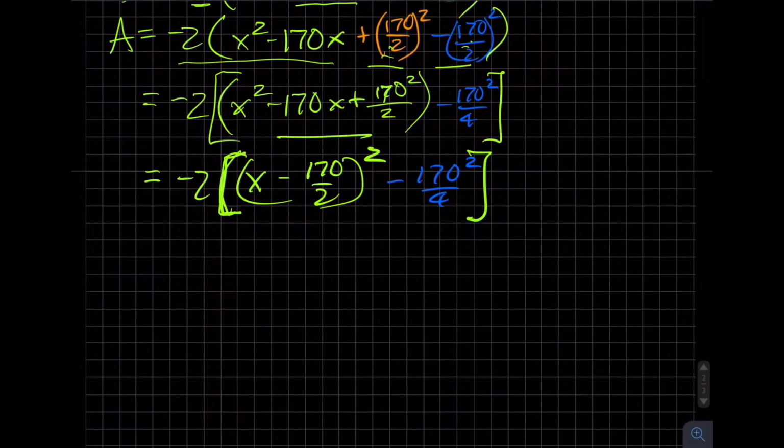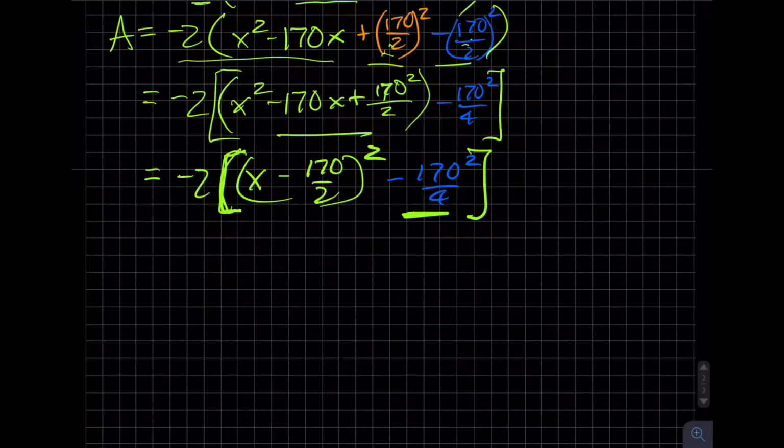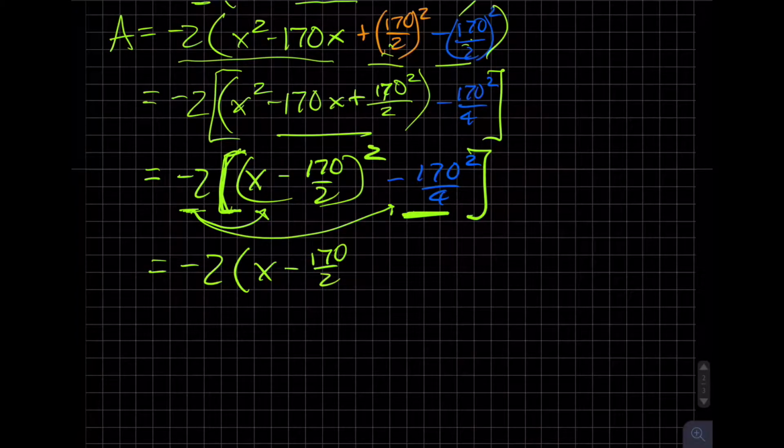Okay? Now, I'm going to extract that from inside the square brackets, which means I have to distribute this. I guess that's an easier way to think of it. I'm going to distribute this here and distribute that there. And so I get negative 2 times the quantity x minus 170 over 2 squared. And then this blue thing becomes negative 2 times negative, so that's going to be positive, and then 2 times this thing, it's 2 divided by 4 is 1/2, so I get 170 squared over 2.